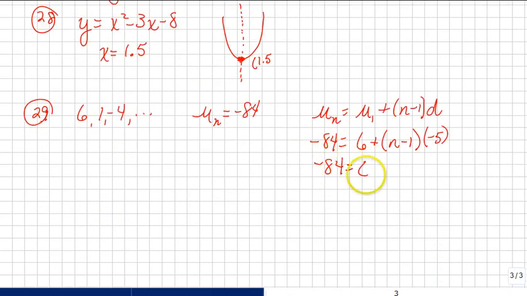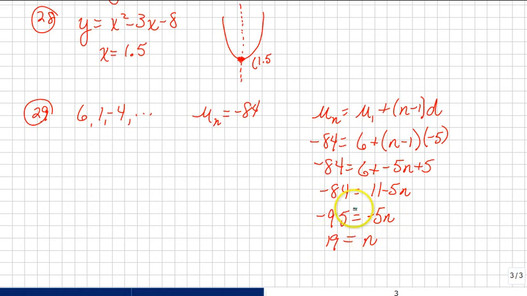-84 equals 6 plus, distribute that -5, -5n plus 5. 6 plus 5 is 11, so we have -84 equals 11 minus 5n. Subtract 11 from both sides, you get -95 equals -5n. Divide both sides by -5, n equals 19. So that means that -84 is the 19th term in that sequence.